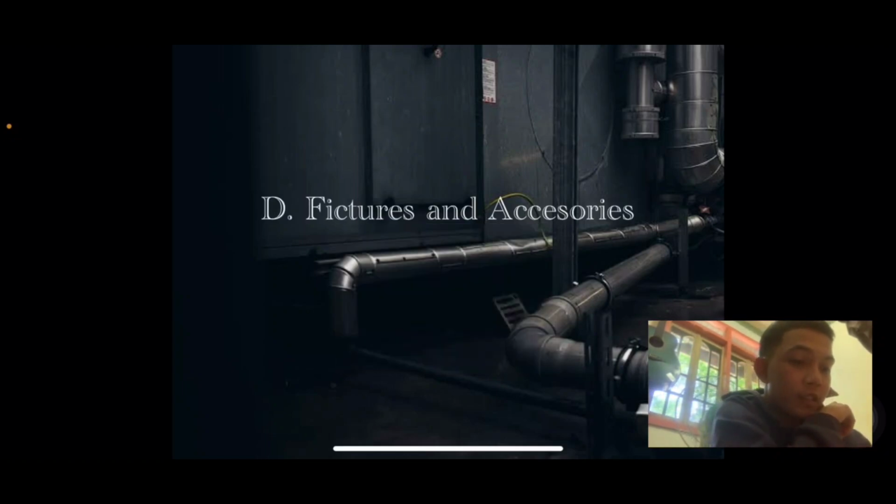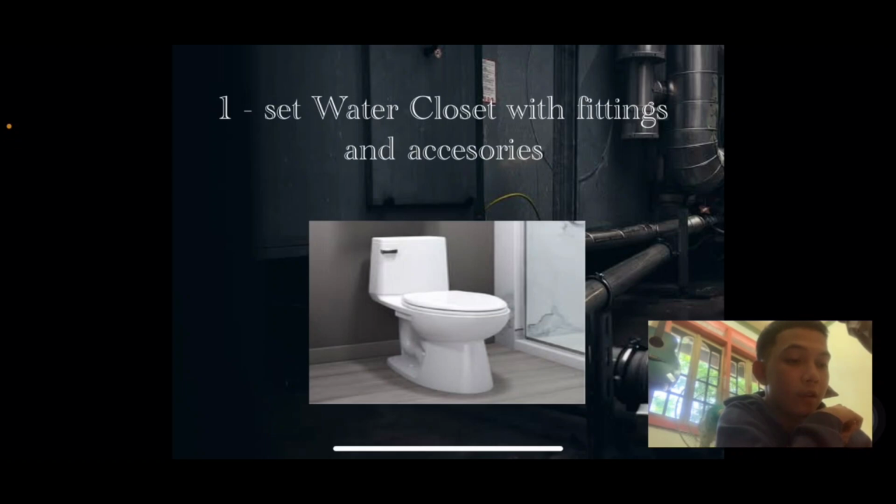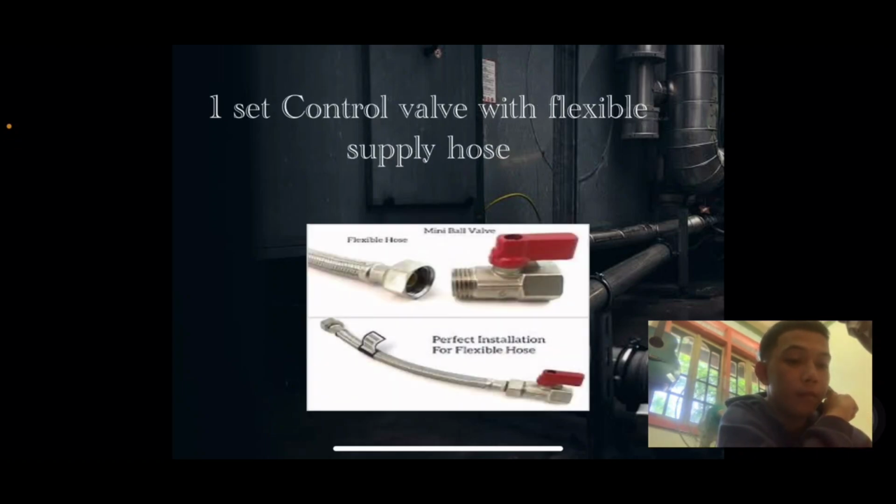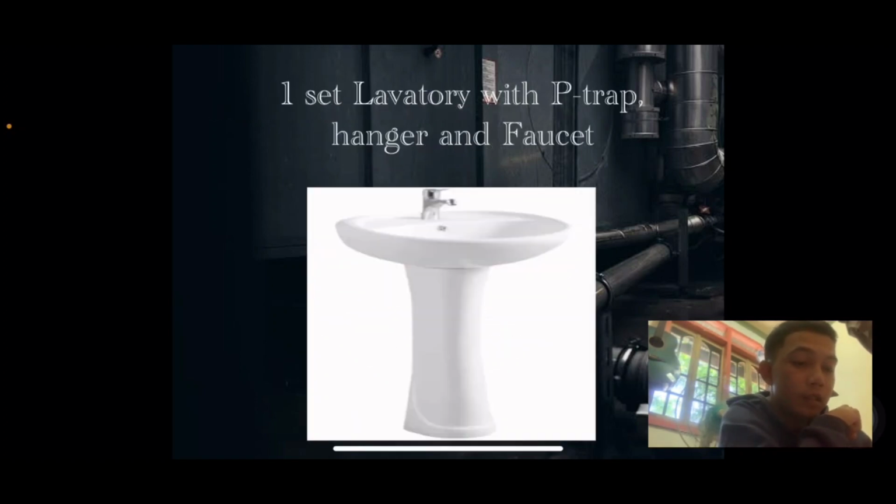D is fixtures and accessories. So, alam naman natin kung anong fixtures. Nagkamali ako. Ito is dapat E, fixtures and accessories. Fixtures and accessories. So, isang set ng water closet with fittings and accessories. Isang set ng control valve with flexible supply hose. Isang set ng lavatory with P-trap, hanger, and faucet.